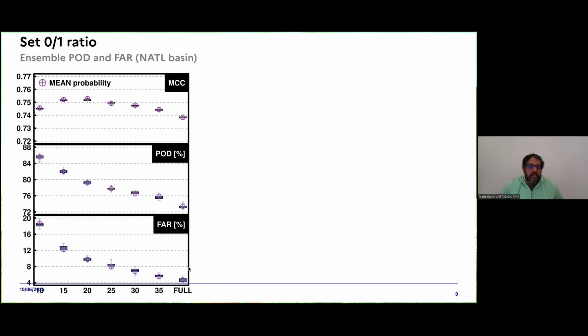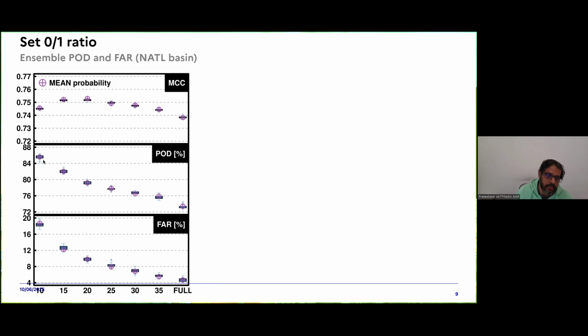So first, for the North Atlantic Basin, I've done my 100 random forests for each ratio. What I tested is the ratio where I took the number of zeros as 10 times the number of ones, 15, 20, 25, and the whole data set. I look at three metrics: MCC, POD, and FAR. They are actually very close, given the ratio does not really change. It's around 0.6075 for 10 to 25.